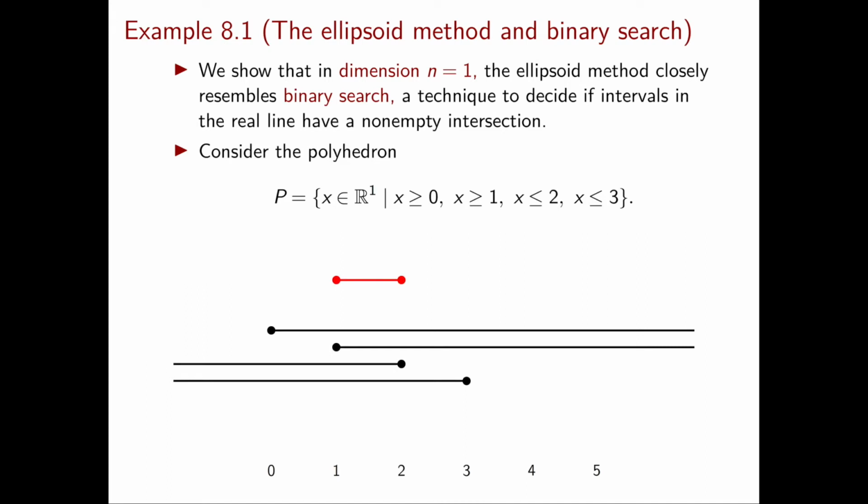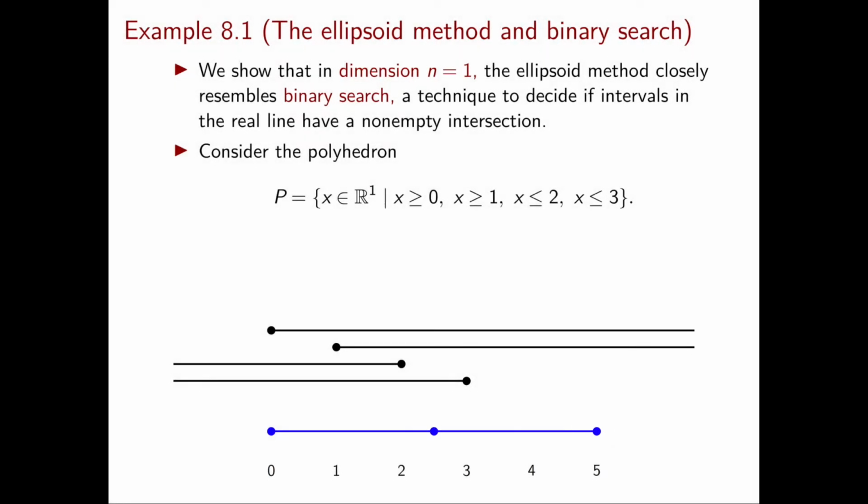From the picture, it is clear that the polyhedron P consists of the segment between 1 and 2. Therefore, this polyhedron is non-empty. Now let's see how binary search is able to detect that. In our ellipsoid method, we start with an ellipsoid that is guaranteed to contain P. Ellipsoids in dimension 1 are simply segments. And the segment that is guaranteed to contain P is, for example, the segment between 0 and 5.